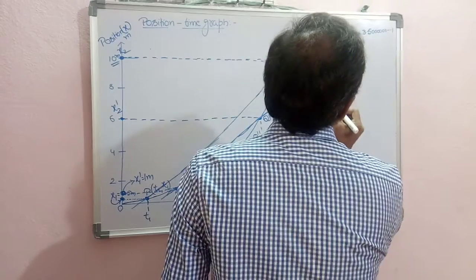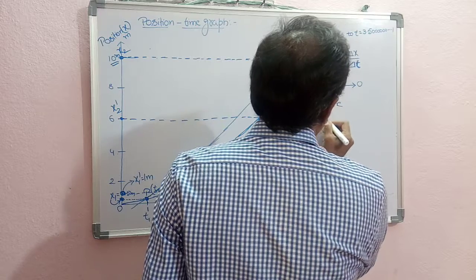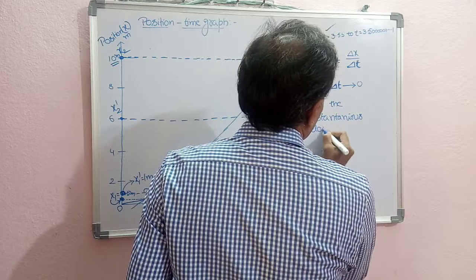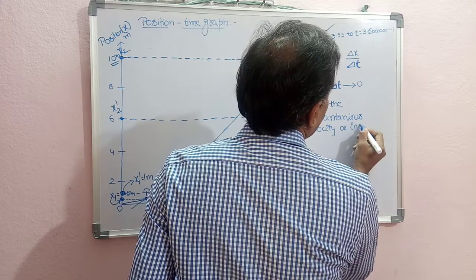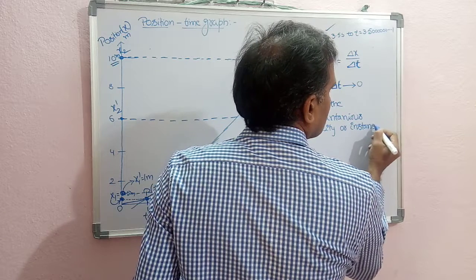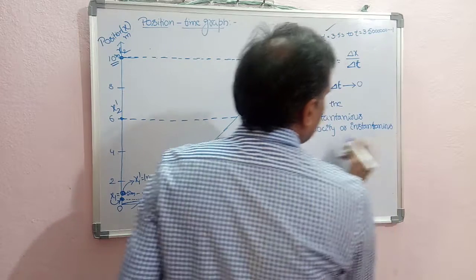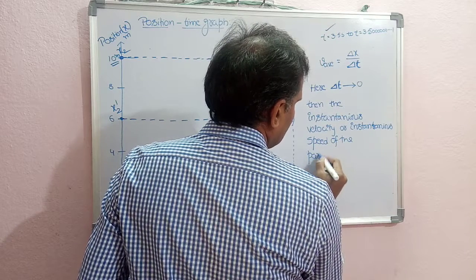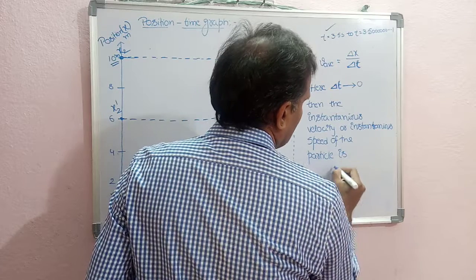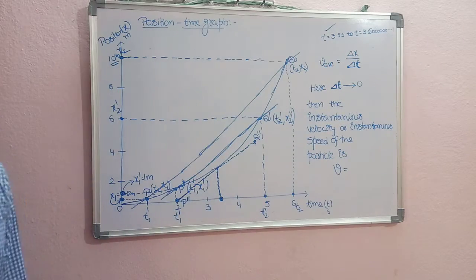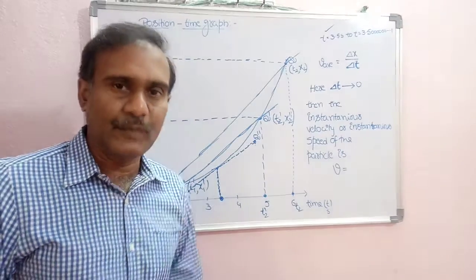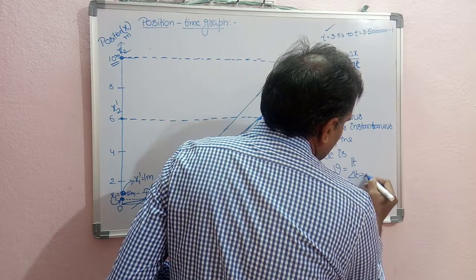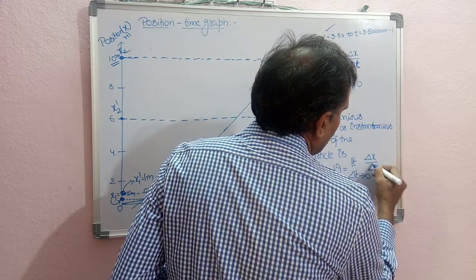Then the instantaneous velocity of the particle, or instantaneous speed of the particle, is V is equal to limit delta t tends to 0 of delta x divided by delta t.